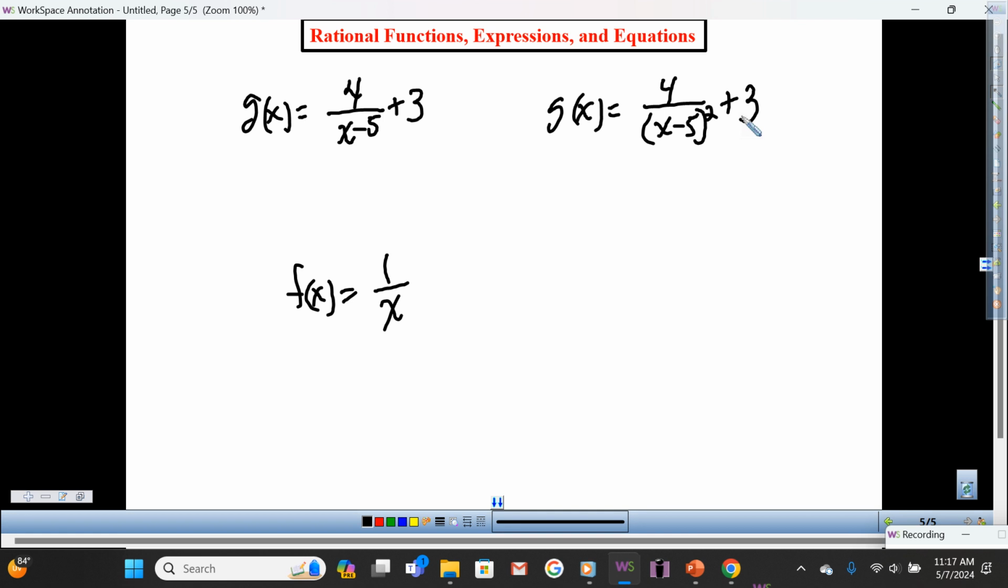The only thing, what do you guys notice? The square. It changes the graph. But once again, what is the parent function of this one? f of x equals 1 over x squared.